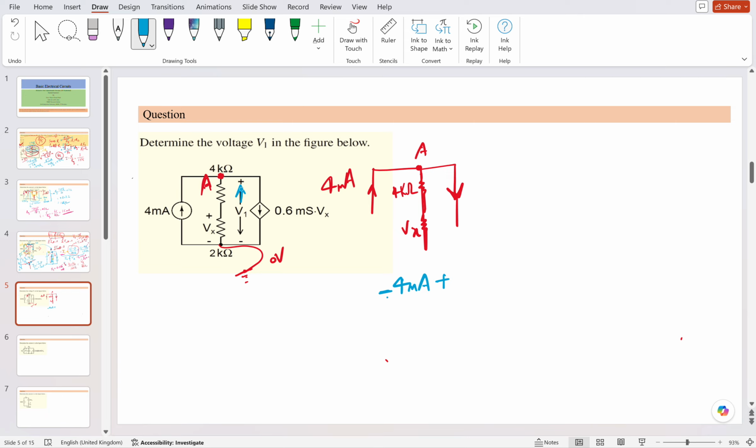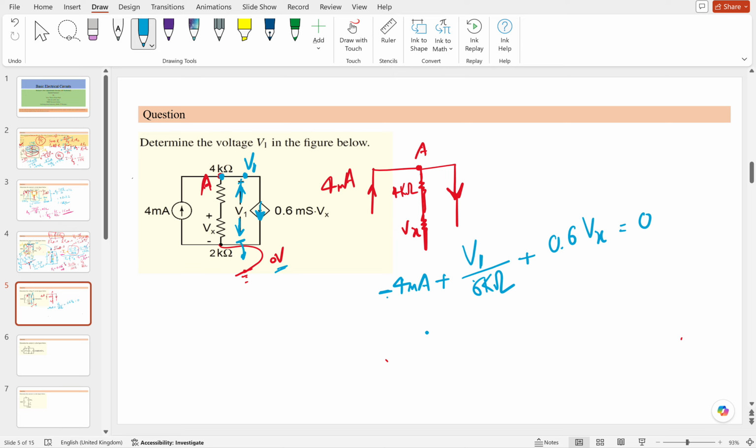What is the current going out of that node? This is V1. If the negative is connected to the ground, 0 volt, the whole voltage appears here, so V1 is the voltage at the node. The current which will flow is V1 minus 0 divided by the overall resistor, 6 kilo ohms, plus this current going out of the node, which is 0.6 Vx, equal to 0.